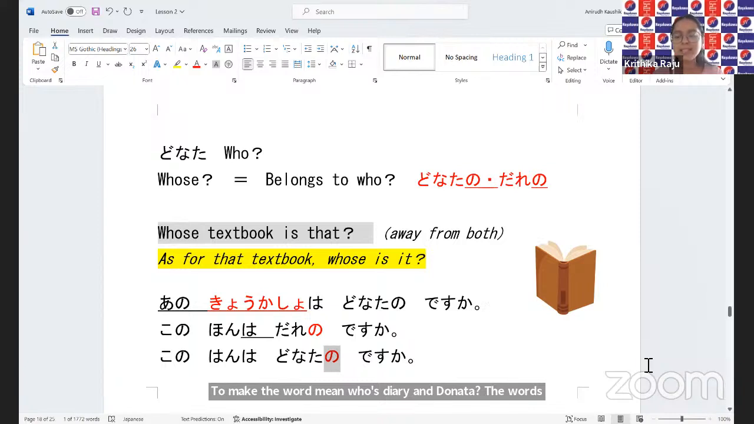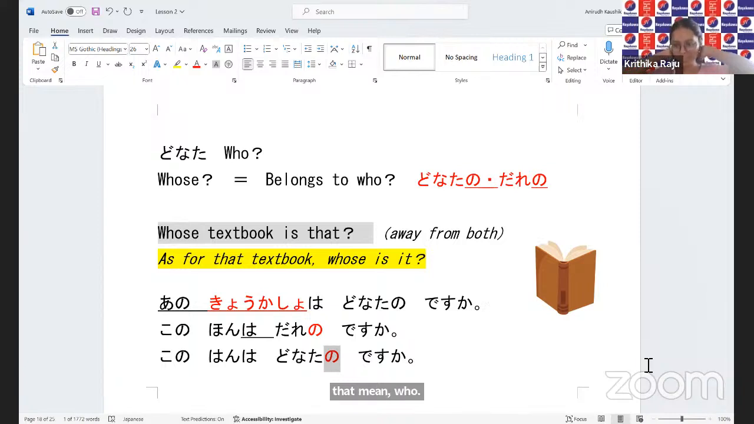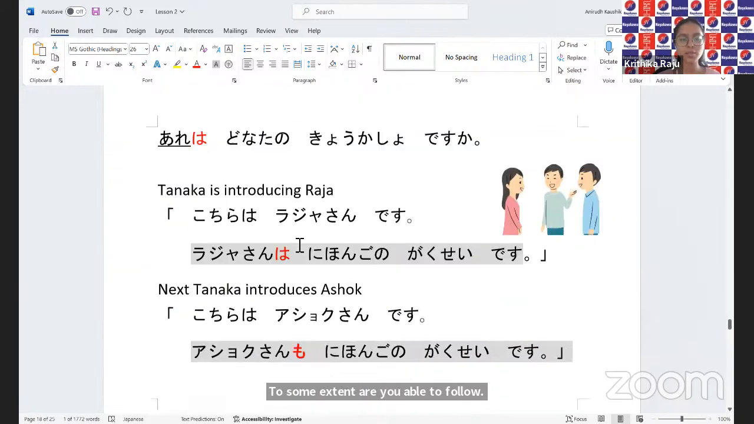All right, is this clear to everybody? I mean, to some extent, are you all able to follow? Yes. Okay then. Let's go to the next.